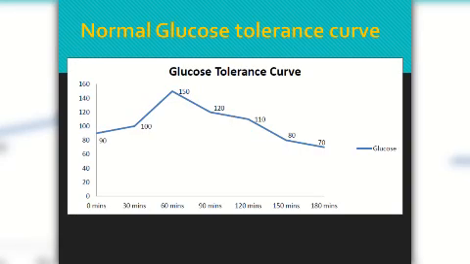Normal glucose tolerance curve. In this, fasting blood glucose is 90 milligrams per dl, which is well within the normal range, that is, normal 60 to 100 milligrams per dl. There is a rise of blood glucose after the glucose load, and the peak value is observed at 1 hour. This is due to absorption of glucose from the intestine. The blood glucose level returns to the fasting level within 2 hours, and glucose is not found in the urine sample.